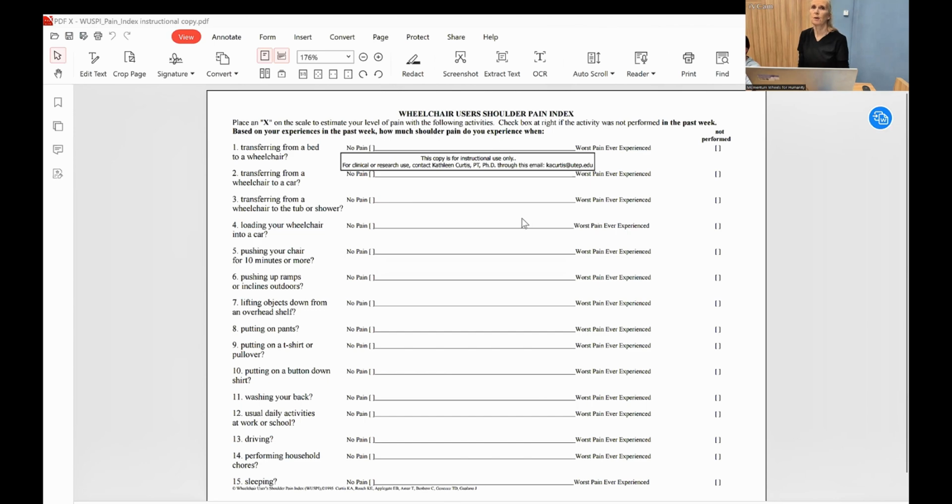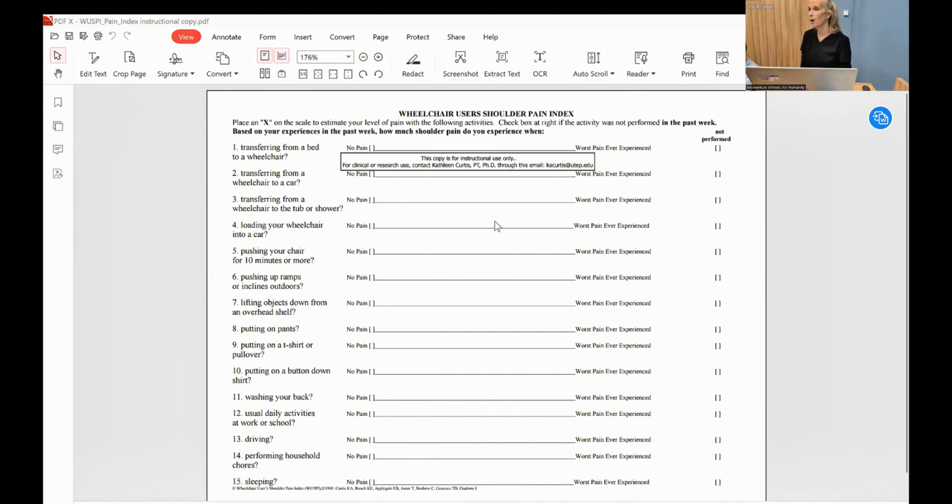How many of you are students in this room right now? Perfect. We need one of you to take this on as your thesis. We have permission from Dr. Curtis to work on getting this translated into Ukrainian.